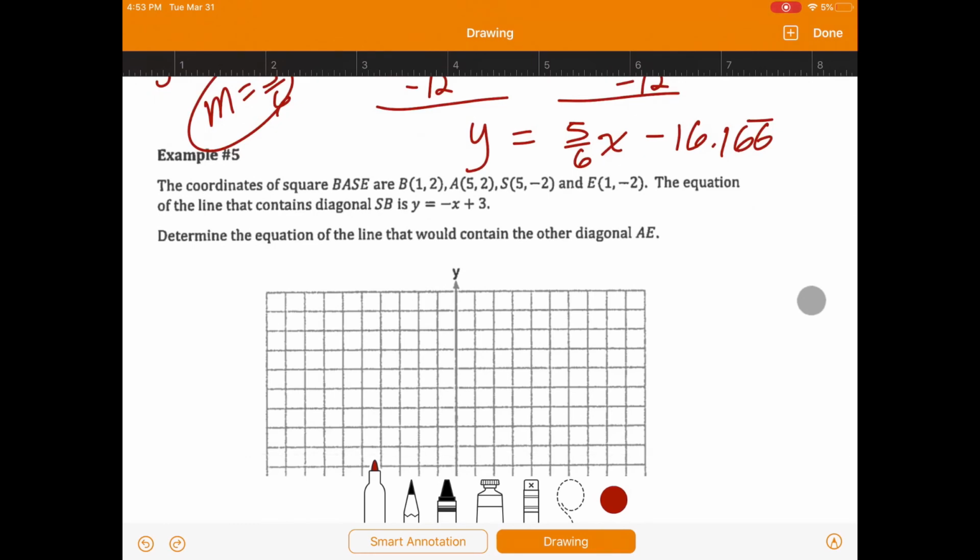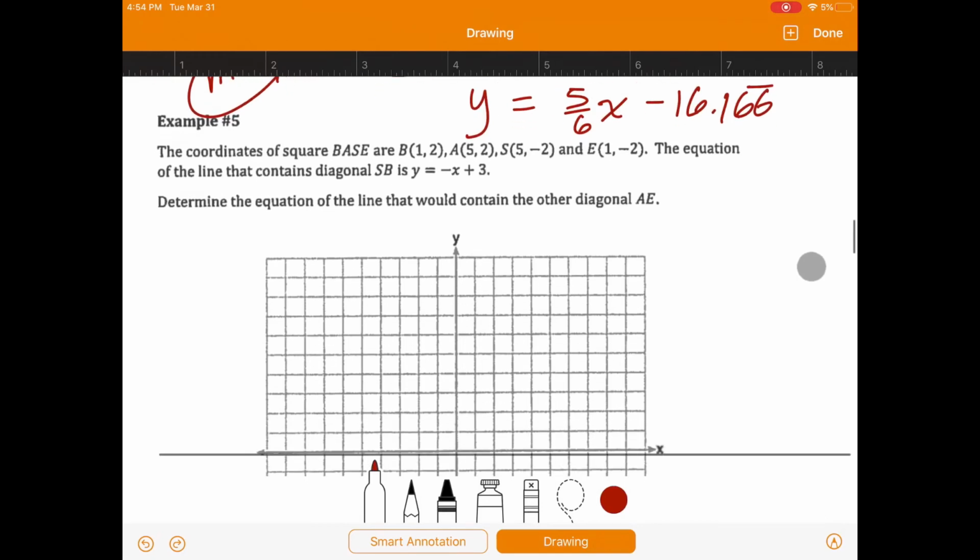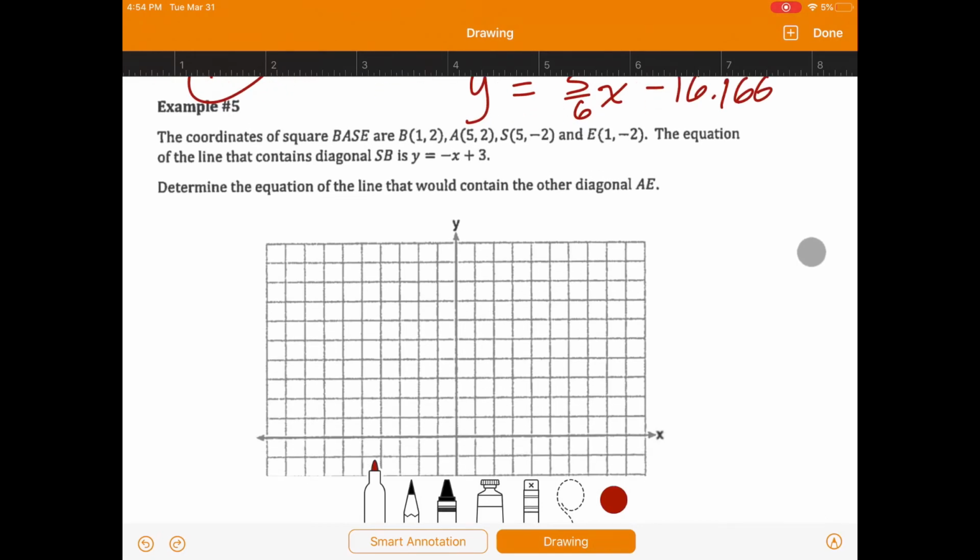Example 5 is the last problem that we're going to do. And we're going to plot the points of the square. And we're going to try and figure out the equation of the line that would be the other diagonal. Okay? The important part of this is that you need to know that the diagonal lines in a square are going to be perpendicular to each other. Okay? That's something that we learned a few units ago when we started doing parallelograms.